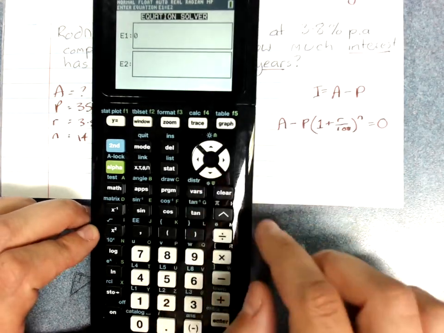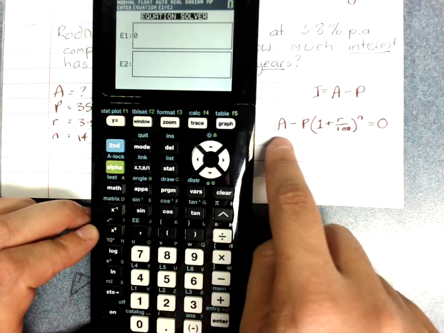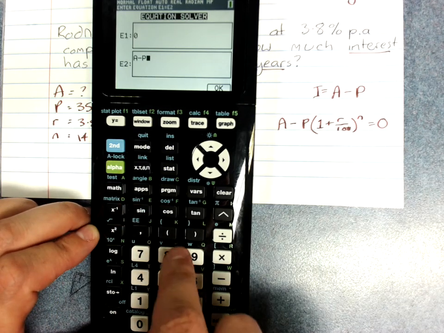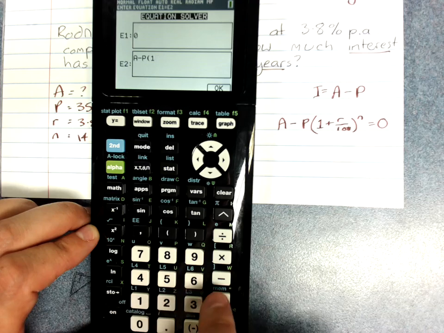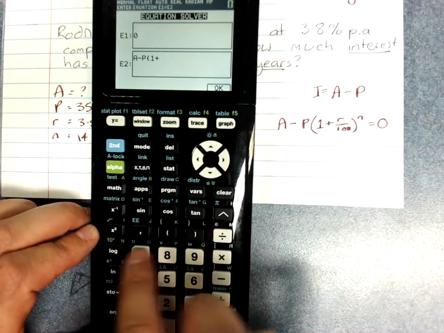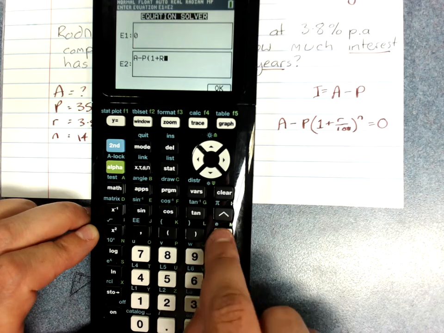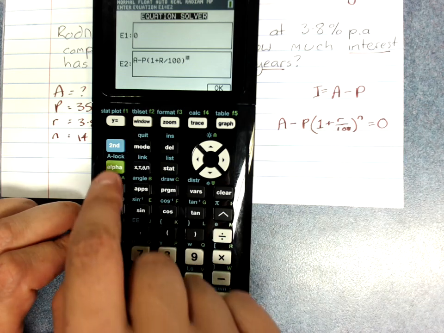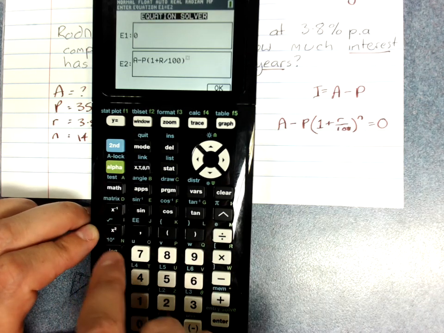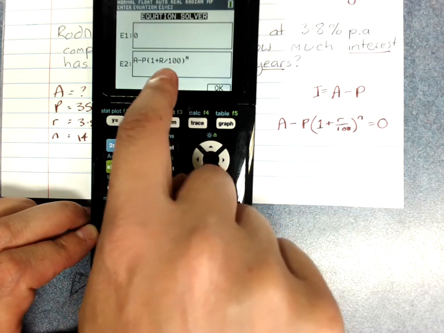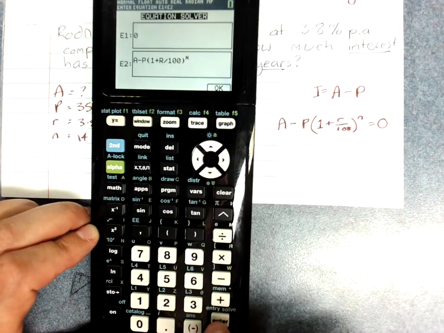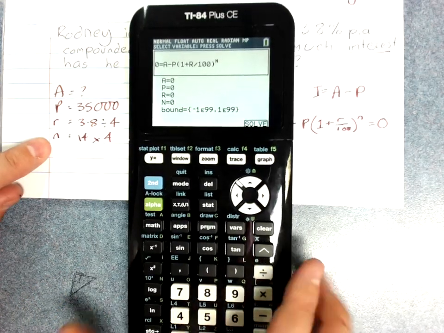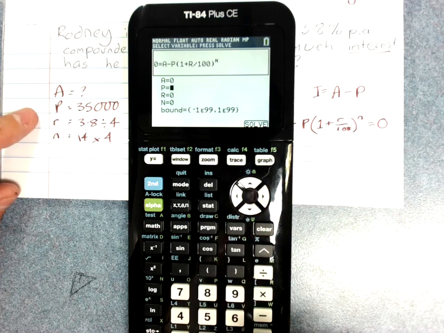So 0 in one box. We use the alpha keys to get A, the amount, minus the principal, times, or just outside the brackets, 1 plus R, remember these are in alphabetical order which makes them easier to find, divided by 100, close your brackets, to the power of n. On your older calculators this will just show your little arrow key for power and n. Hit enter and it will bring up our options here. 0 in the amount because that's what we're finding.